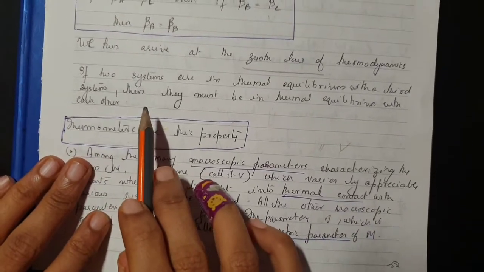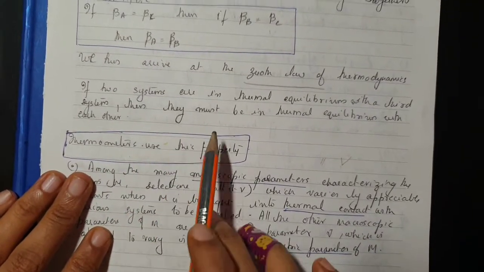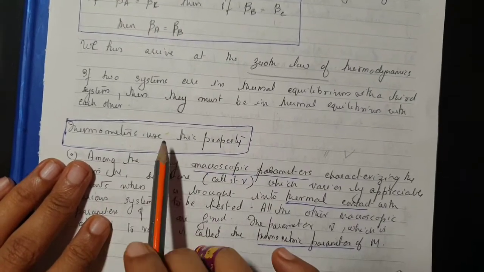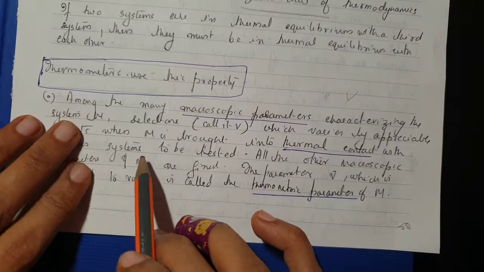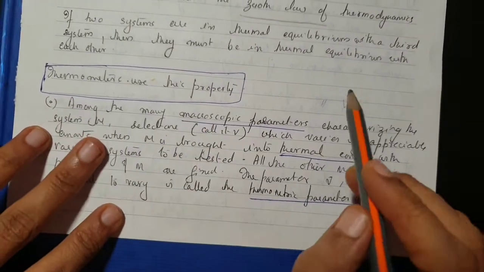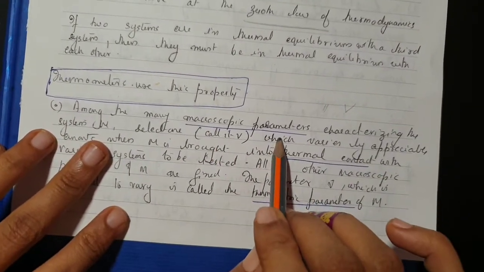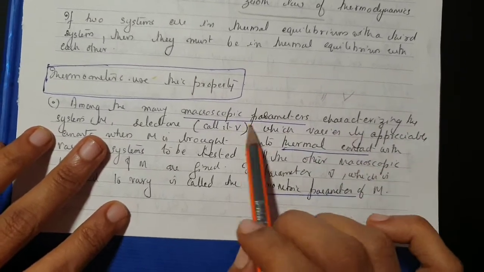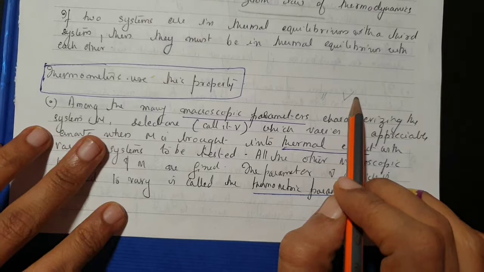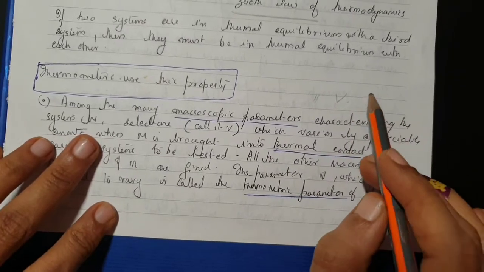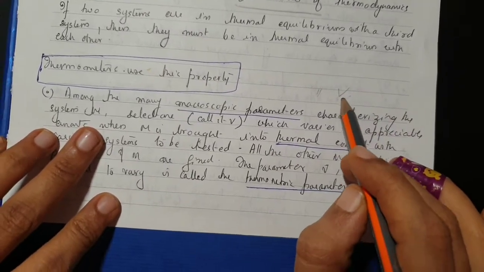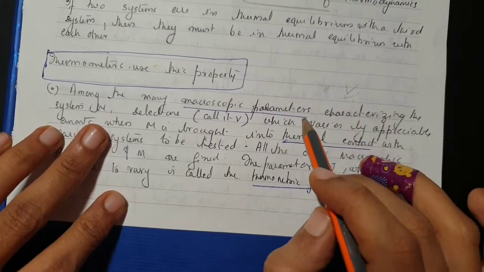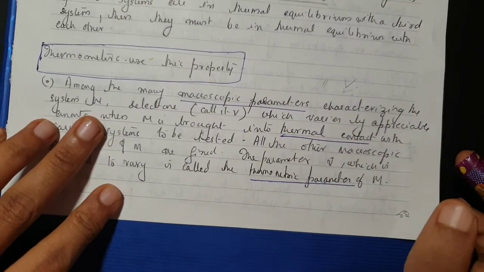We just now defined the zeroth law of thermodynamics. So we can see how a thermometer works using this zeroth law of thermodynamics. What we do is, there are many macroscopic parameters for any system. What are macroscopic parameters? Like volume, pressure, etc. So choose one of those parameters, and we say that we want to test the change in this macroscopic parameter when you bring it in contact with the system that you desire to test.